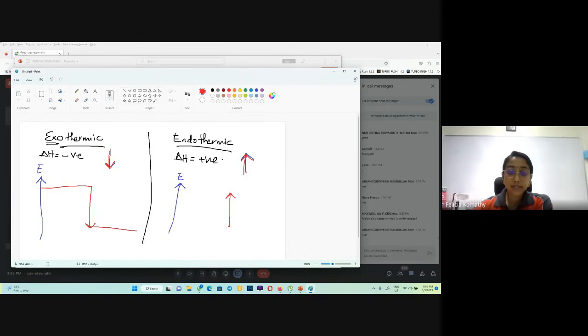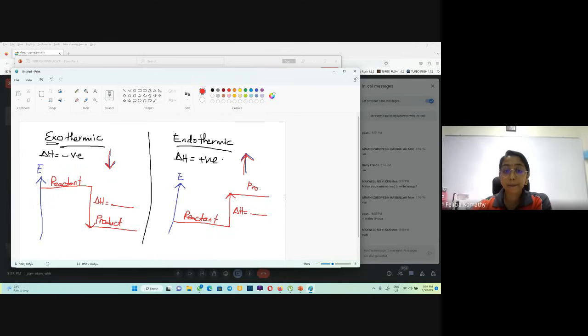Here, the level starts from the bottom and goes up. The difference here, you write your delta H, how much. So this must be your reactant. You write down all your reactants. This must be your product. Make sure you draw correctly, because drawing an energy level diagram, you are already getting 2 marks or 3 marks sometimes. So make sure you can easily get the 2 marks. So reactant, product.